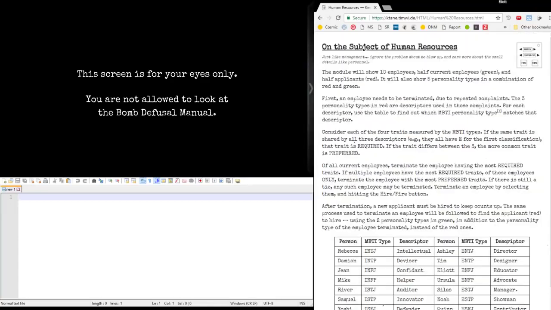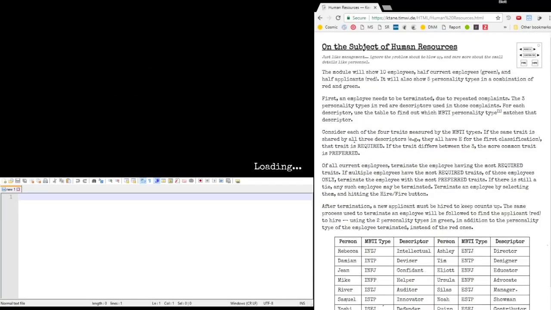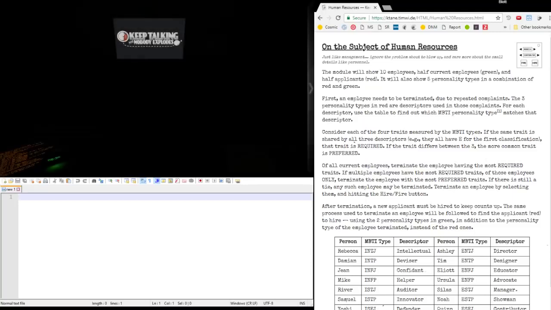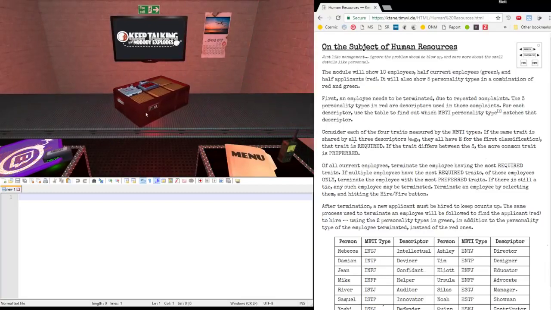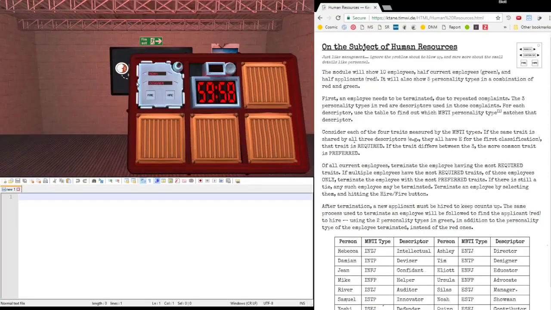This time we're covering the Human Resources module. This is one that I actually did the manual for, so don't worry, I know how to do this one. It is edgework independent. We won't need the edgework at all, so we can skip over that stage and go straight to the module itself.